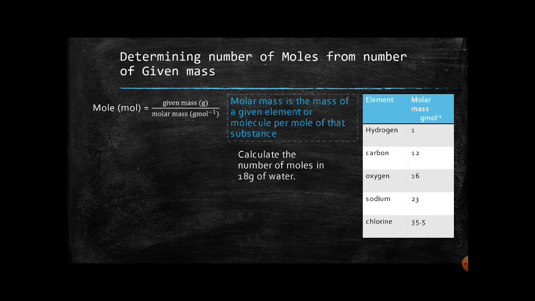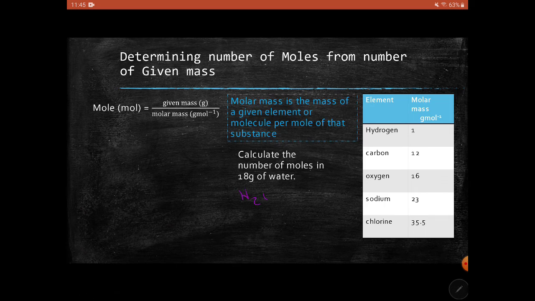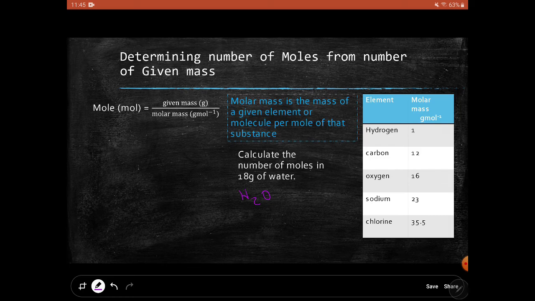Now here we see that they ask us to find the number of moles in 18 grams of water. Now water is not an element, so we can't simply pull the mass from the periodic table. We'd have to actually calculate the molar mass of water. And we do that by adding the mass number for all the atoms that are present in water. The formula for water is H2O. And in order to find the molar mass, we'll add the mass numbers for every single atom.